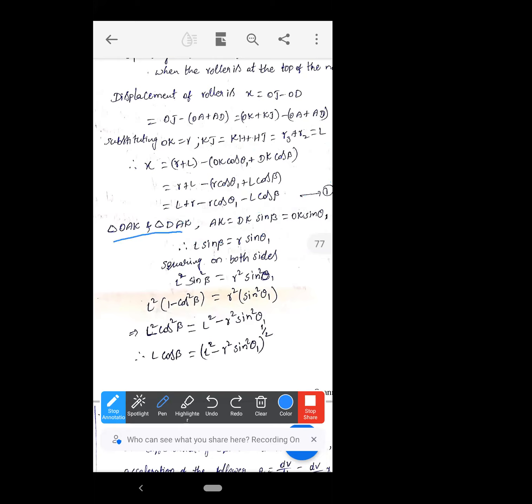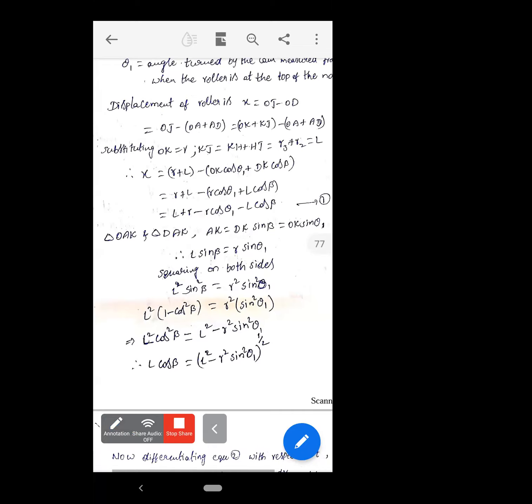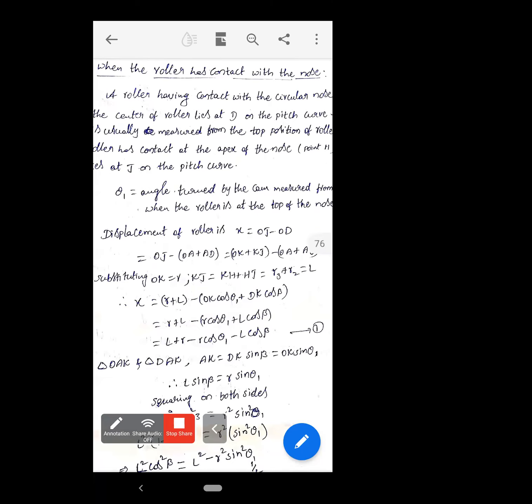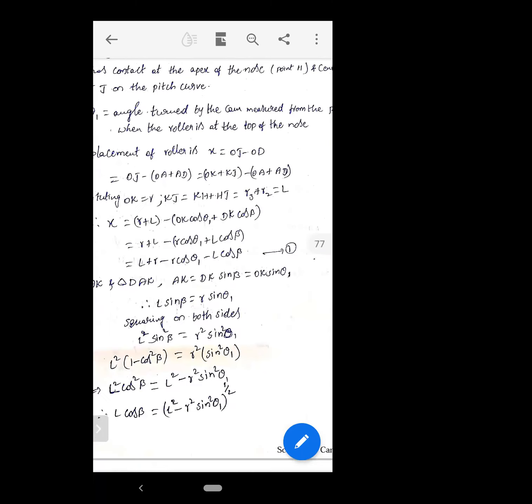The triangle OAK and the triangle DAK. AK equals DK sin beta, and that equals OK sin theta 1. So now see that DK means L, so L sin beta equals R sin theta 1. Just you will see that we have the relation between beta and theta.